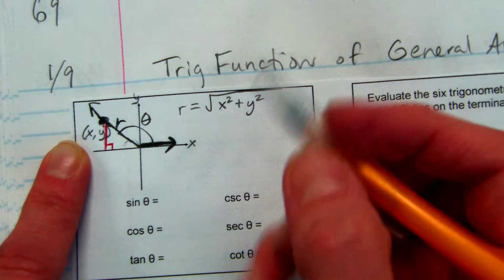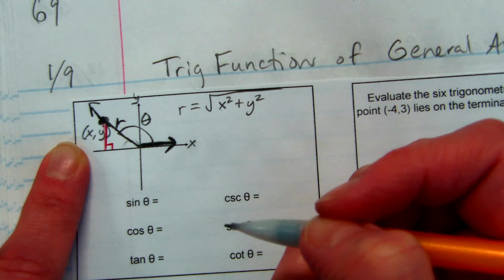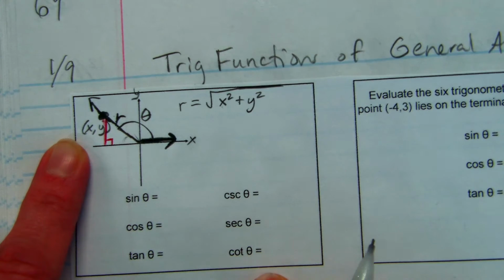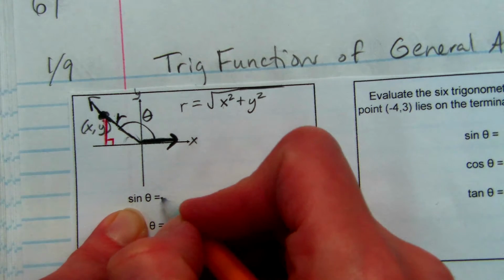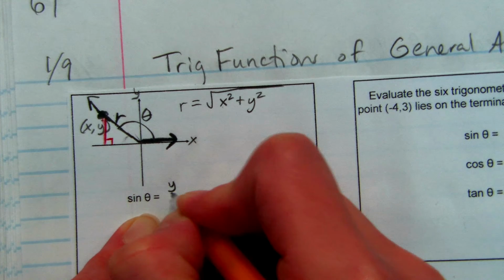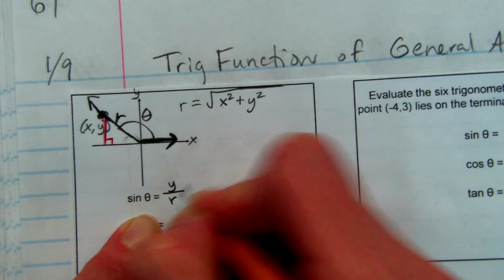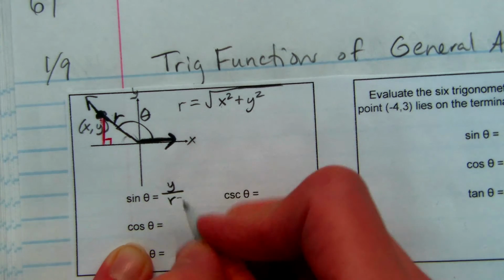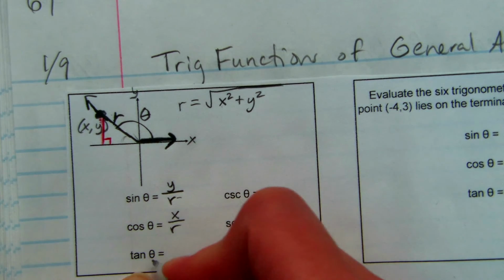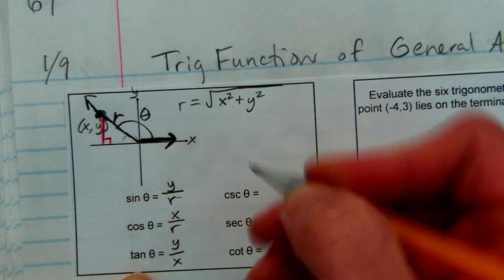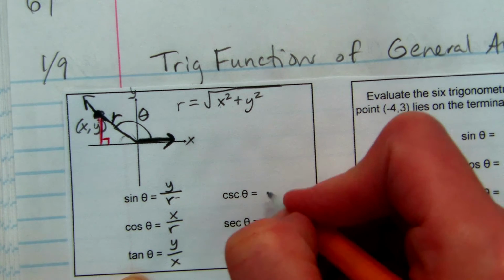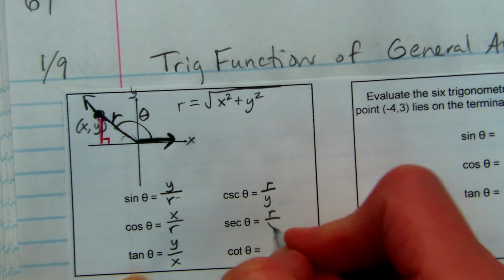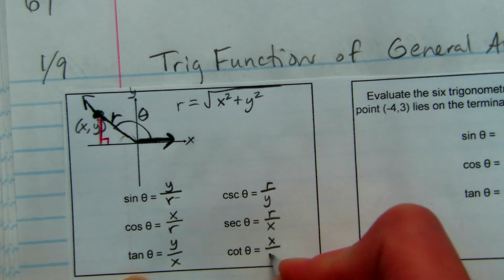All right? So if you are given a point xy, with or without a graph, we can come up with all of these. Sine of theta is y over r, your y-coordinate over this distance that we calculate. Cosine is x over r. Tangent is y over x. And then these are just going to be the reciprocals. So cosecant is r over y, secant is r over x, and cotangent is x over y.